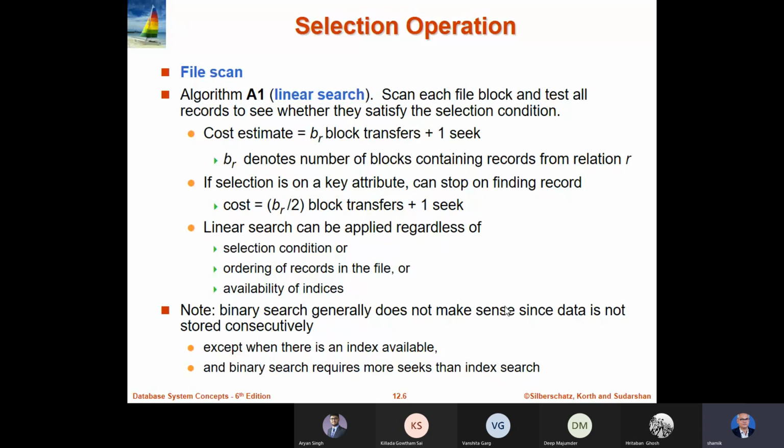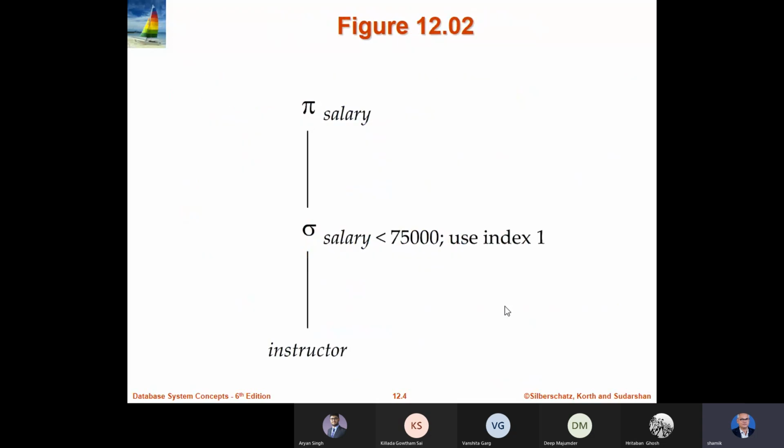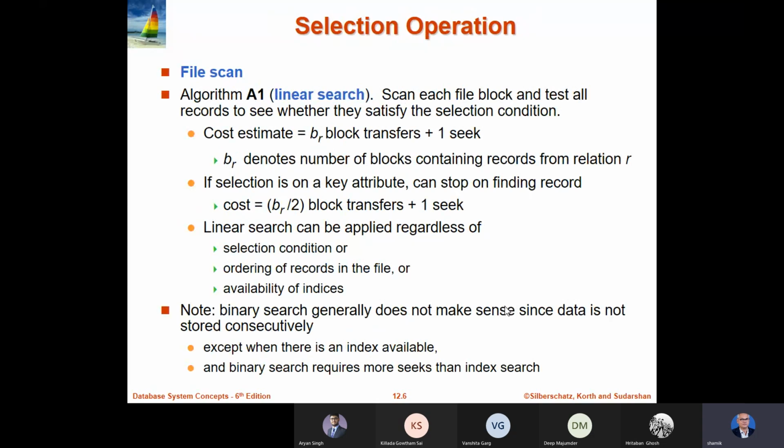That means you scan each file block and test all records to see whether they satisfy the selection condition. So if we have something like this, salary less than 75,000, and we do not use any index at all, then we are talking about a linear search. So we are not using an index, just one by one we are reading the blocks, and you can estimate the cost: if the blocks are all located in adjacent sectors, you have one seek time and then b_r block transfers.